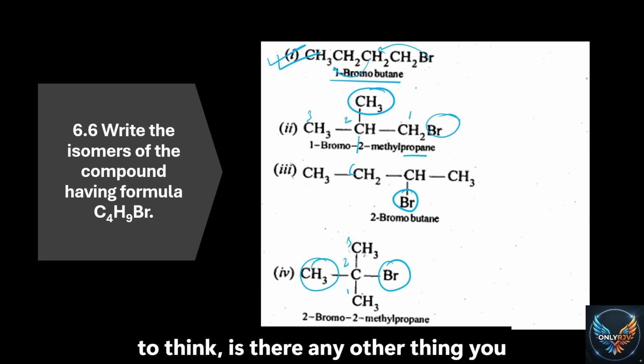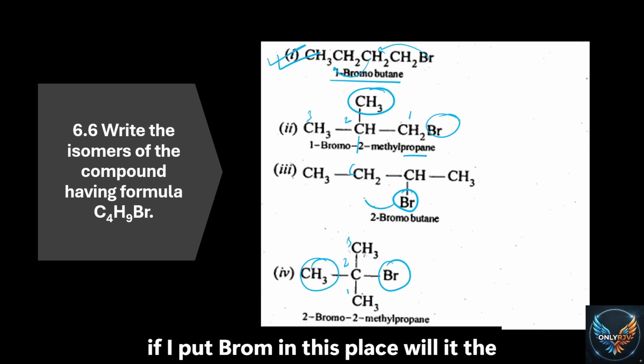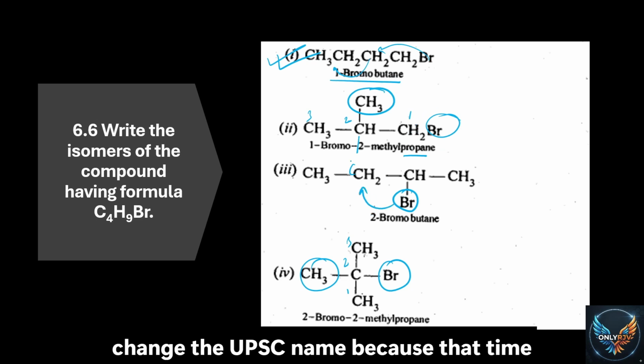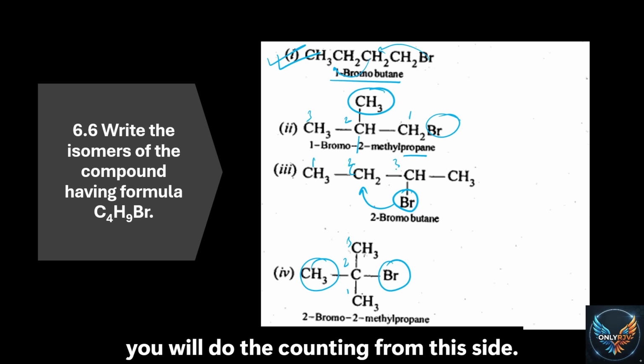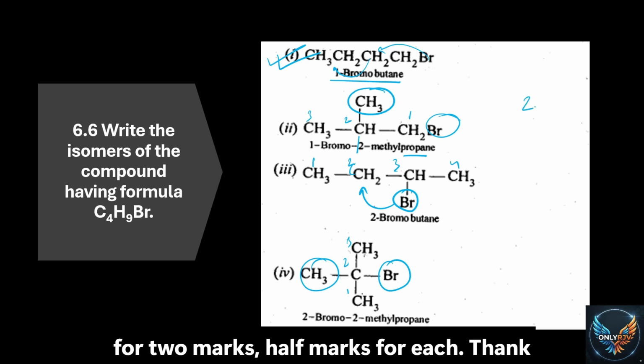Now you have to think, is there any other thing you can do where the IUPAC name will change? If I put bromine in this place, will it change the IUPAC name? Because that time you will do the counting from this side. So I hope you understood. These are the 4 answers you will get, and you will get 2 marks, half mark for each.